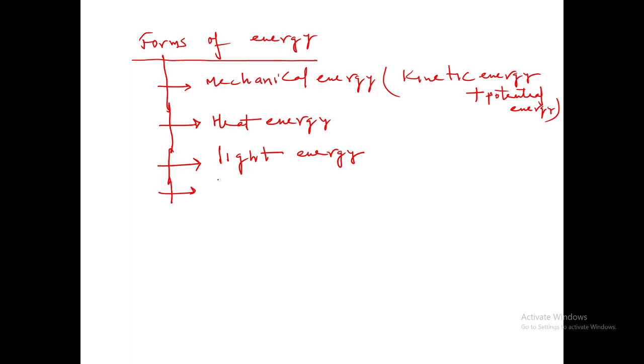Next one is electrical energy. Electricity plays a vital role in modern society. It is used to operate fans, light bulbs, refrigerators, washing machines, etc. An electric cell is also a source of electrical energy. Next is chemical energy.